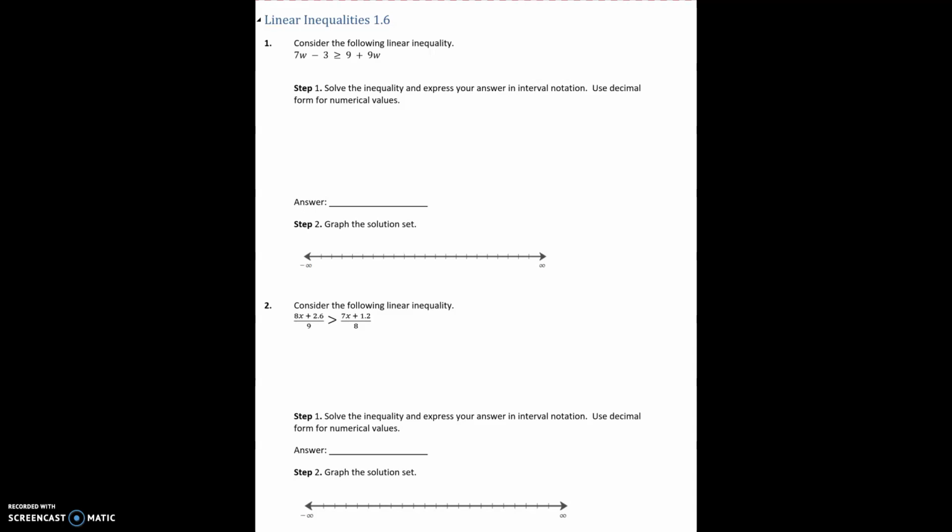All right, so today we're going to work on linear inequalities, which is section 1.6. I've got a variety of examples here for us to work out. So let's get started. For the first one, we're going to do 7w minus 3 is greater than or equal to 9 plus 9w. We want to make sure that we answer with interval notation, and the directions here say to use a decimal form if needed.